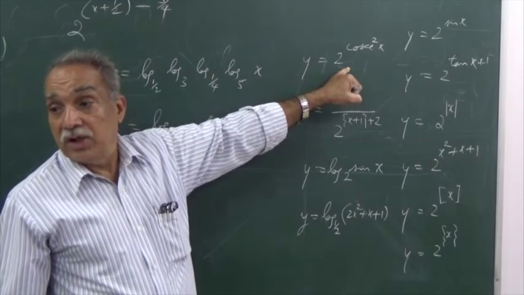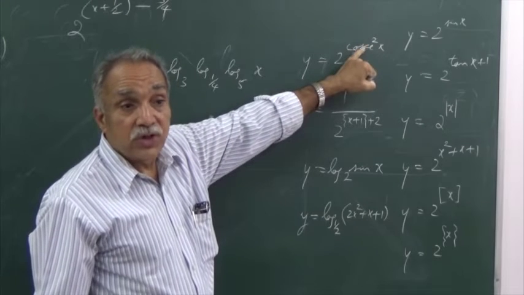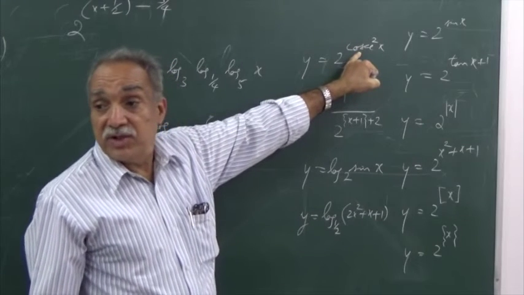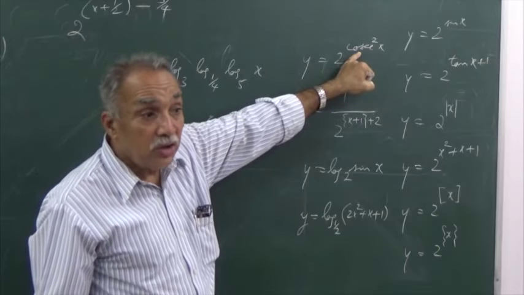Domain is now not the set of all real numbers. Cosecant square x is not always defined. Cosecant square remains undefined when sine is 0. When is sine 0? At all?